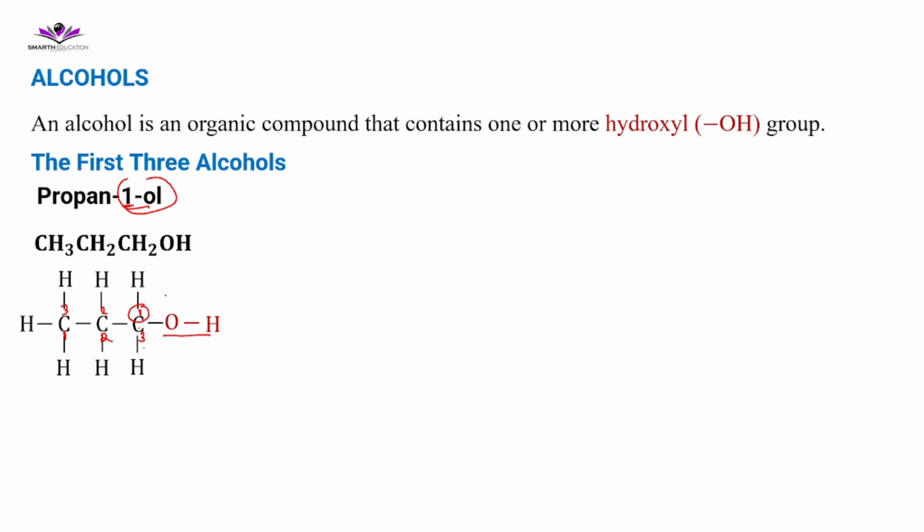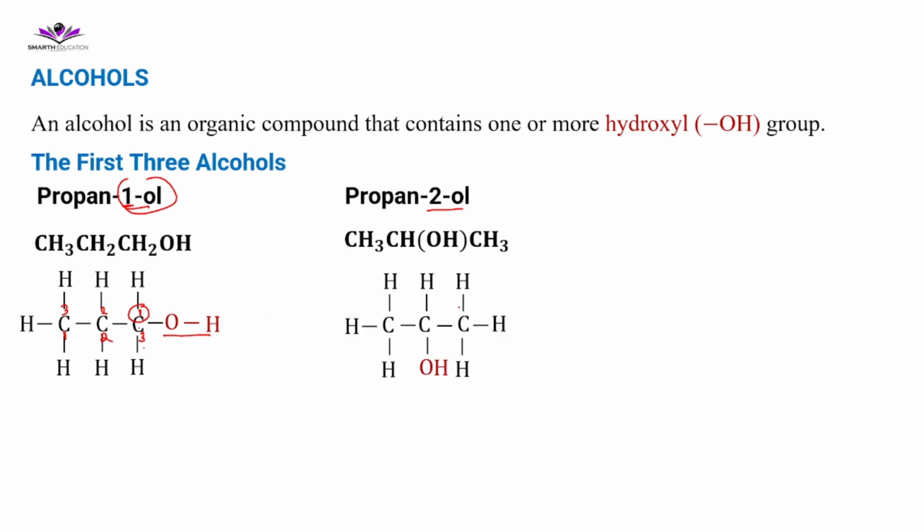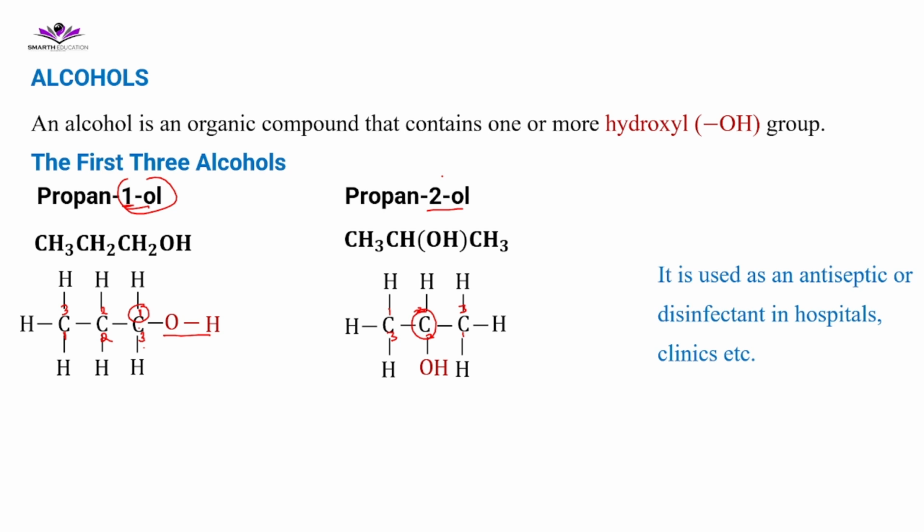And then we can have propan-2-ol. Now in this case, the hydroxyl group is bonded to the second carbon. 1, 2, 3. Even if you go this way, it's still the second carbon. So that's why you have propan-2-ol. And then propanol is used mainly as an antiseptic or disinfectant in hospitals and clinics.